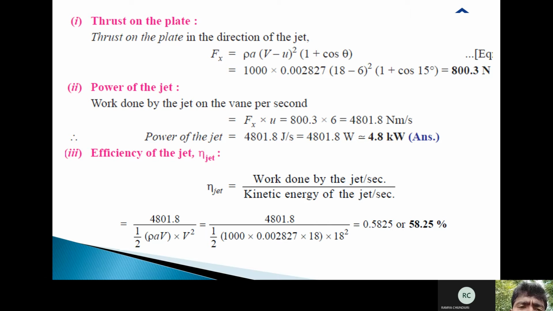Next, the power of the jet. The second quantity is the power of the jet, which is the work done by the jet on the vane per second.